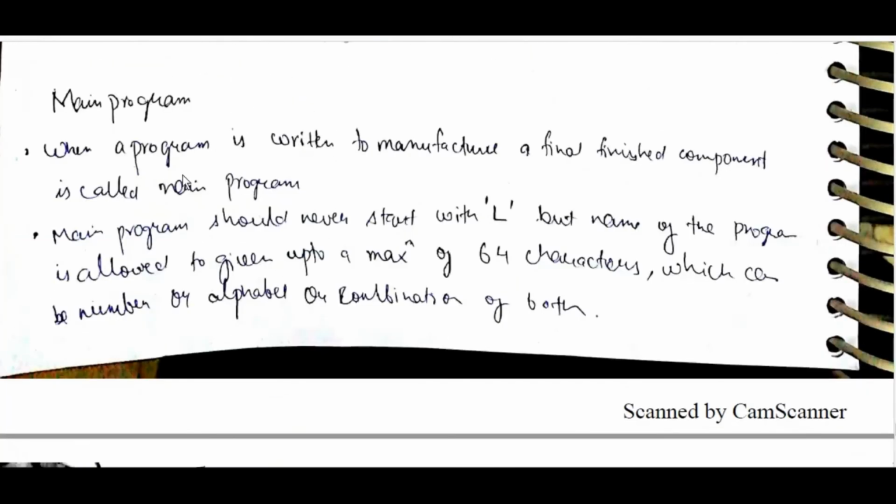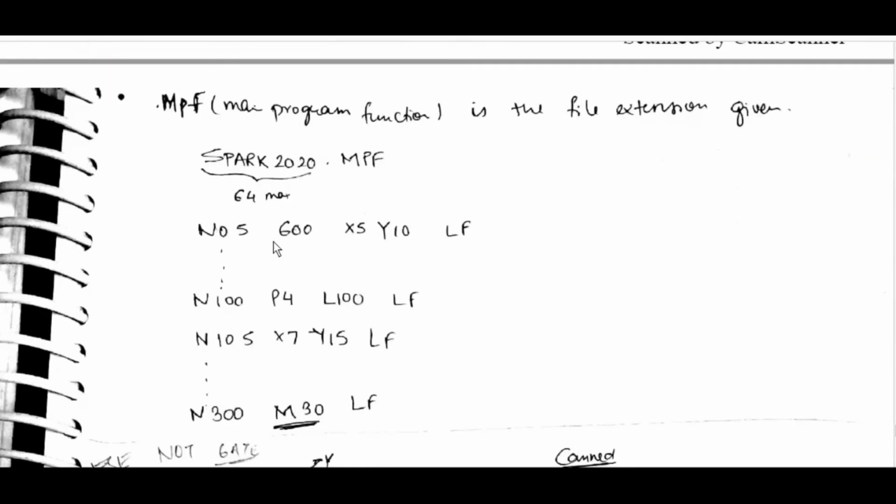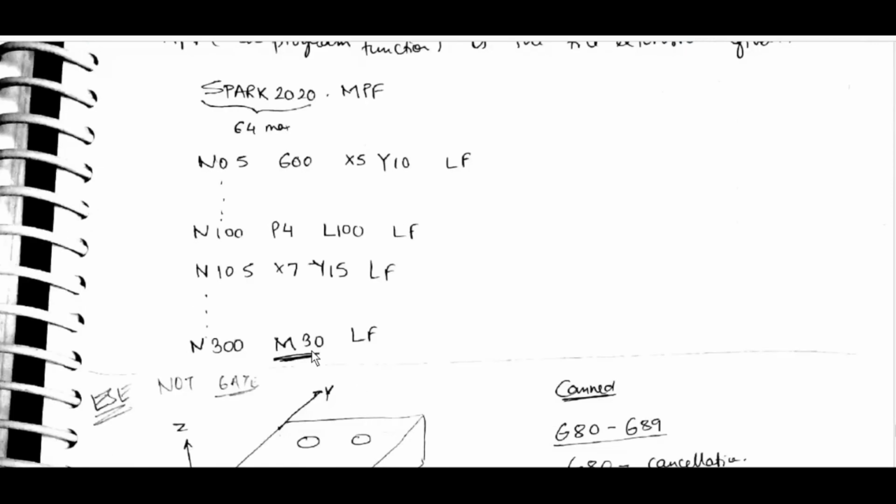Main program: when a program is written to manufacture a final finished component, it is called the main program. The main program should never start with L, but the name of the program is allowed up to a maximum of 64 characters, which can be numbers or alphabets or a combination of both. MPF, main program function, is the file extension given. M30 is end of main program.